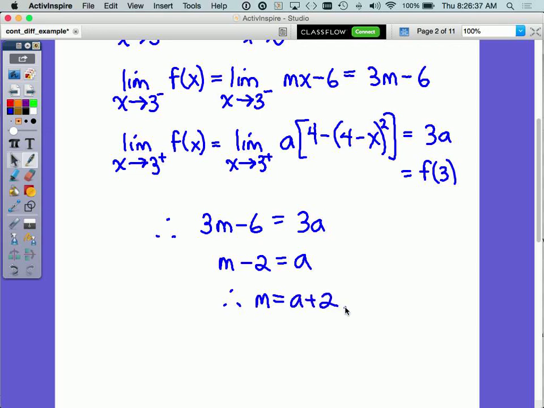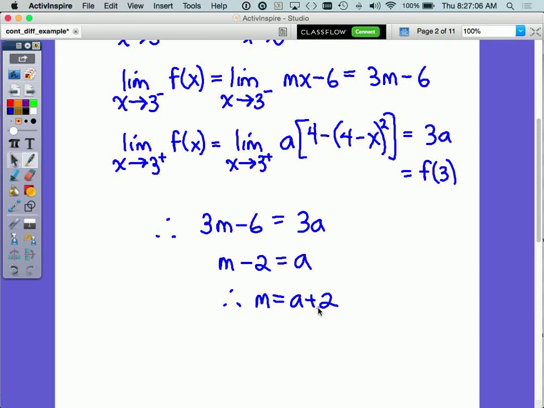The original question asked us for the conditions such that the function would be continuous at x equals 3. And what we find is that we've got this condition, m equals a plus 2, which means there's an infinite number of possibilities as long as m is 2 bigger than a. So for example, if a equals 0 and m equals 2, that would work. If a equals 6, m equals 8, that would work.